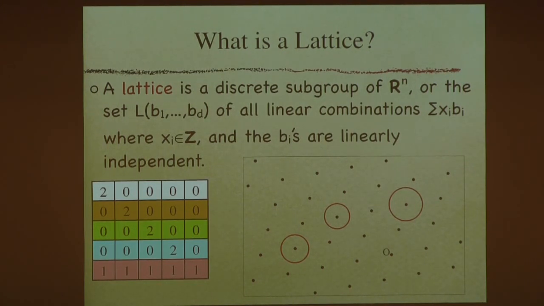Another definition is more computer scientist, I would say. You pick some linearly independent vectors in the space, and you consider all the linear combinations of these vectors with integer coefficients. For instance, you could say, I'm going to pick this matrix, and I'm going to take all the linear combinations of these rows with integer coefficients. That's a very concrete description of a lattice. Both definitions are equivalent, so I can switch from one to the other. It is good to be familiar with both.